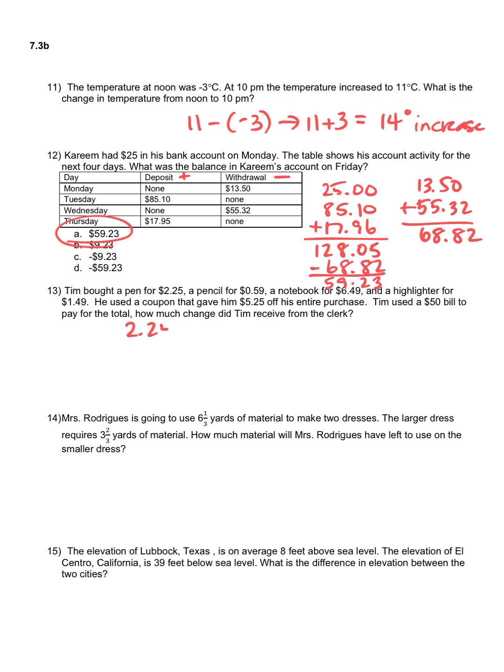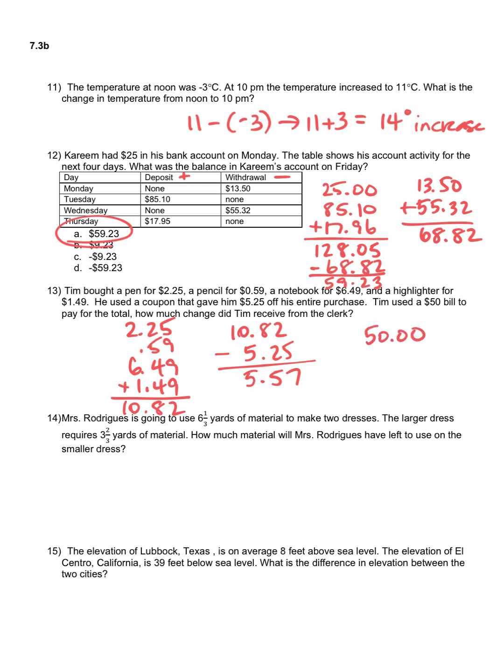Okay, I get a pen for $2.25, one pencil, a notebook, and one more highlighter. And when all that is combined, that's $10.82. But I have a coupon, and a coupon saves me money. And when I subtract that out, I only need to pay $5.57, but I'm going to hand the person $50 and subtract $5.57. $44.43 is what they should hand back to me.